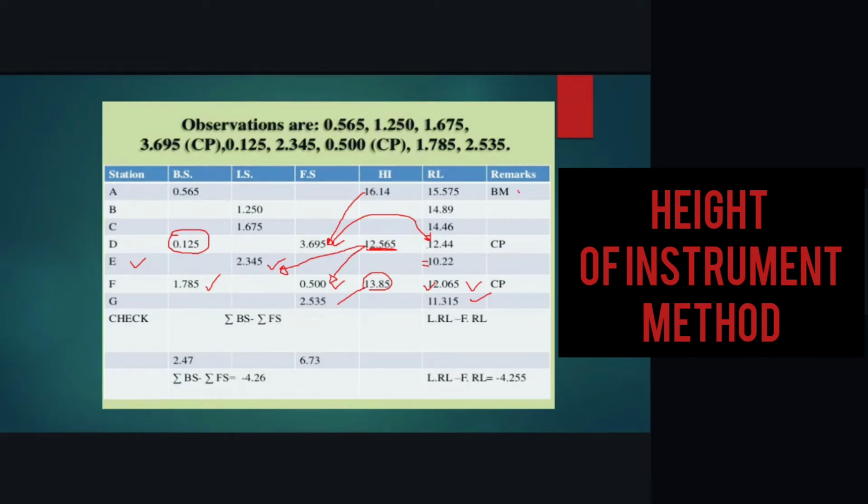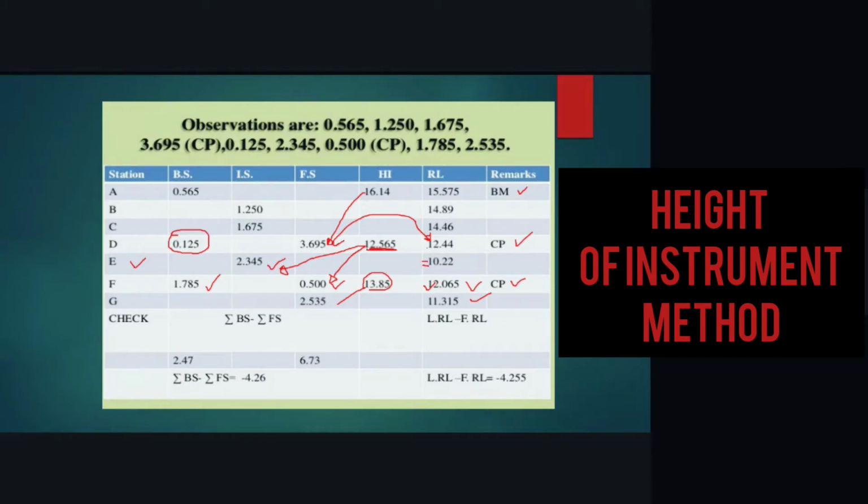So this is how you have to calculate, and then you have to write the benchmark readings. That is, first one is the benchmark, and you are going to write the change point, which is the fourth point. And then the F point is also the change point. So you will write here the change point.